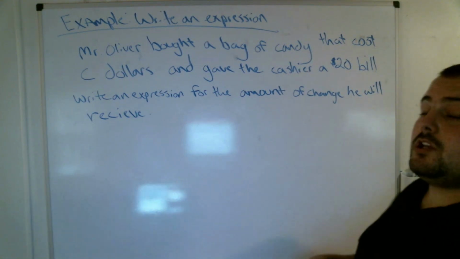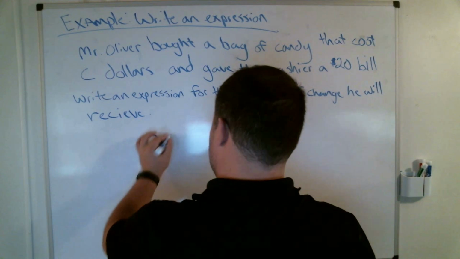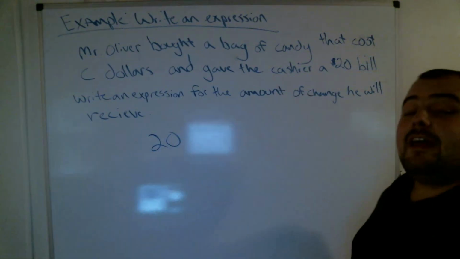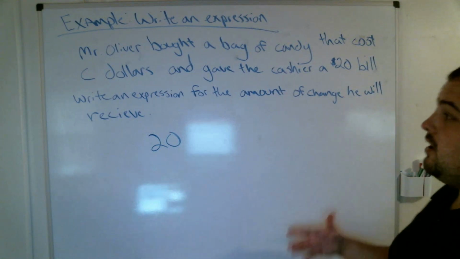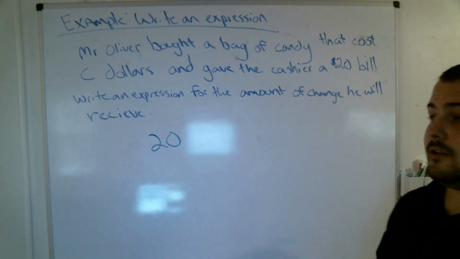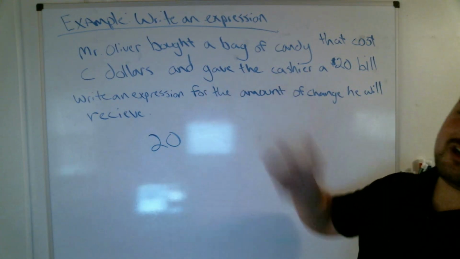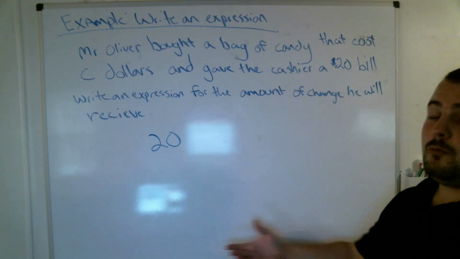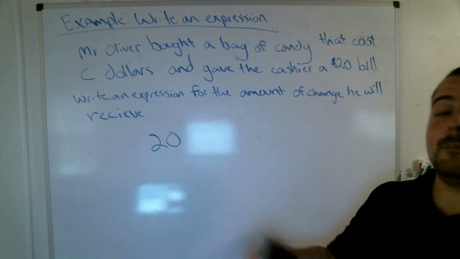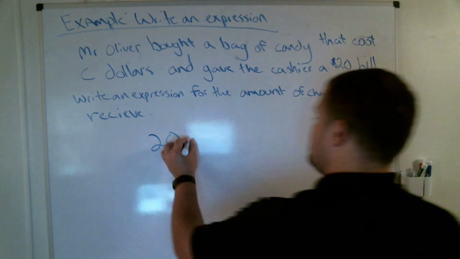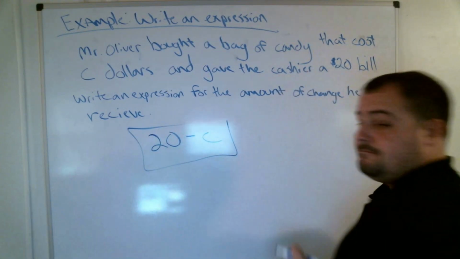In this case, we know that he gave the cashier a $20 bill. So we're going to start with $20. That's his starting amount. But we also know that he's going to take away the cost of the candy that he's buying. We don't know the price of the candy, but we do know that it costs C dollars. So we're taking away C dollars from the 20 that he gave the cashier to figure out how much change he would have left. So it's really just 20 minus C.